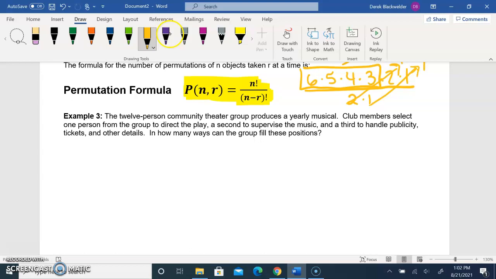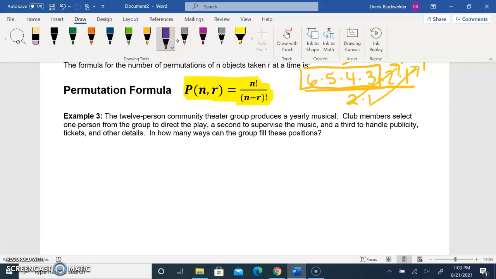All right, so let's look at this. We've got an example. We've got a 12-person community theater group. Club members select one person from each group to direct the play, a second to supervise the music, and a third to handle publicity and tickets and other details. So we want to figure out how many ways we can fill these positions. The one thing to keep in mind is we cannot use the same person. If one person is selected to direct the play, they can't also supervise the music, and they can't also handle the publicity. That would just be too much for one person. So we're going to divvy up everything.